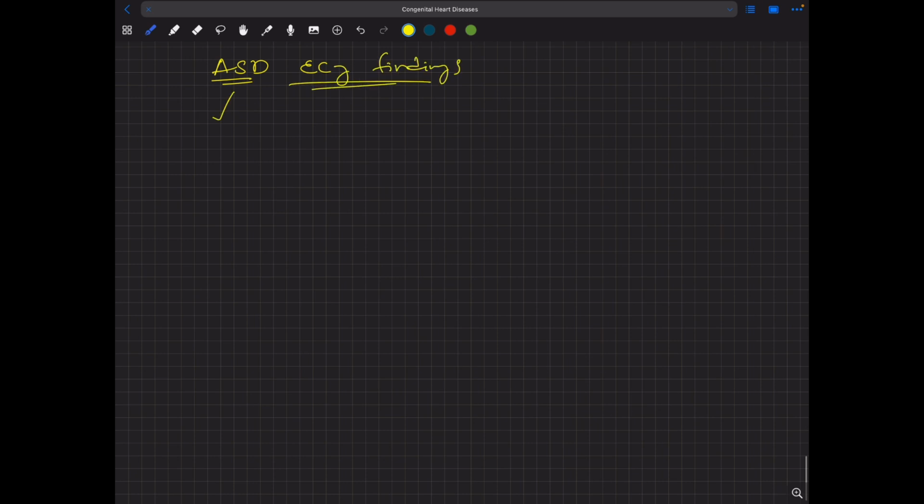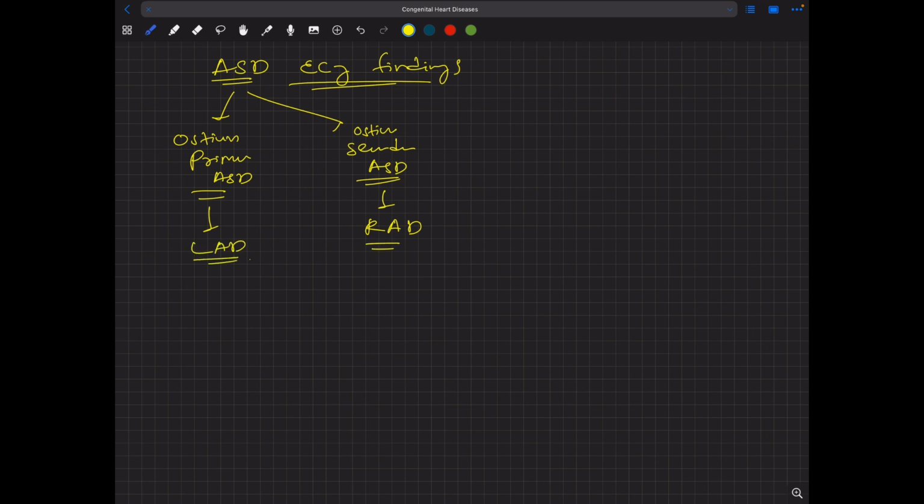We have primarily two varieties. One is ostium primum type of ASD, another is ostium secundum type of ASD. So we have different ECG findings in these cases. In case of ostium secundum type of ASD we have right axis deviation, and in case of ostium primum type of ASD we have left axis deviation. So why is this right axis deviation and this left axis deviation?